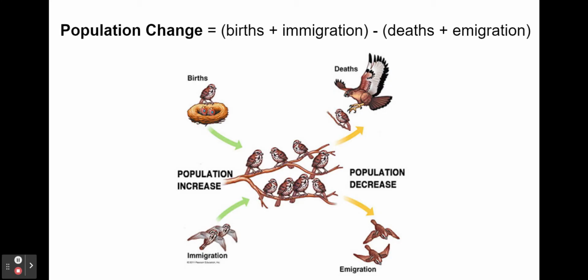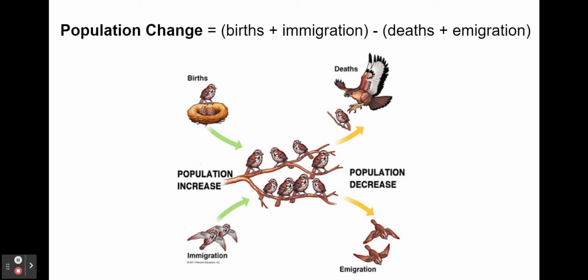We can represent population change with an equation, and it's in black on the top of your screen. Go ahead and write it down. This is an important equation, so you're welcome to put a box around it or use highlighting or underlining to make it stand out from your paper so it's easy to find. Population change is equal to births plus immigration minus deaths plus emigration.